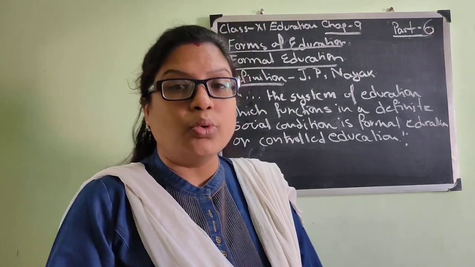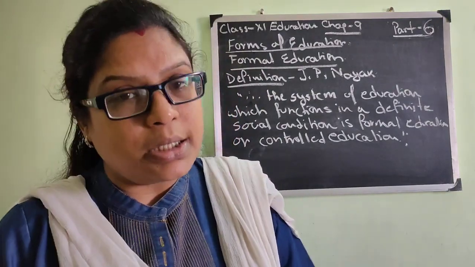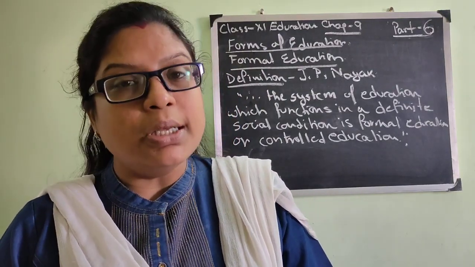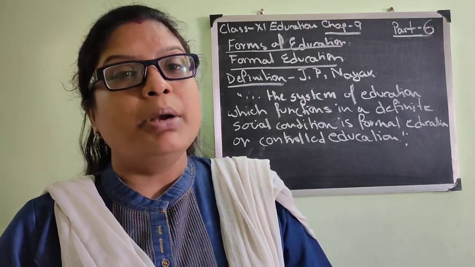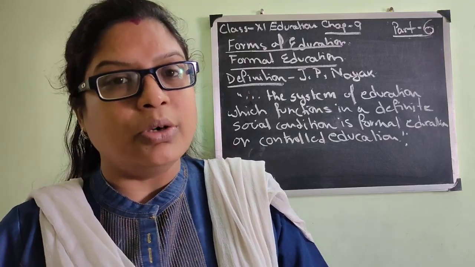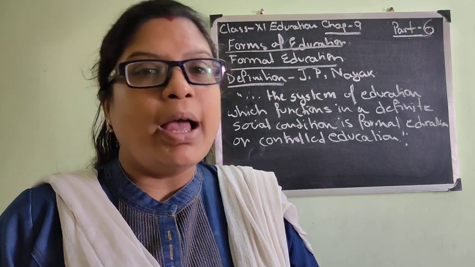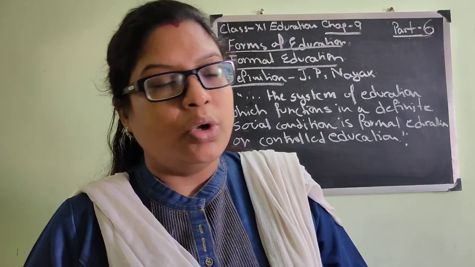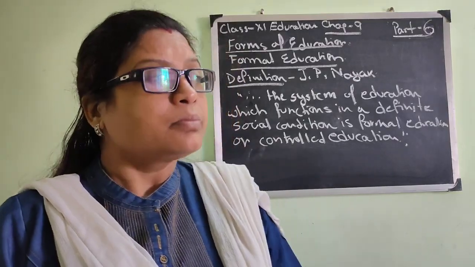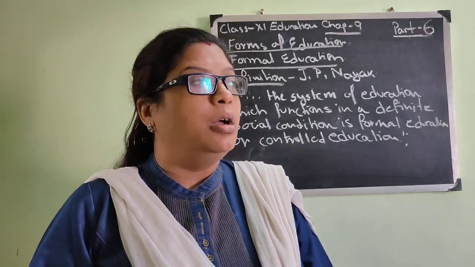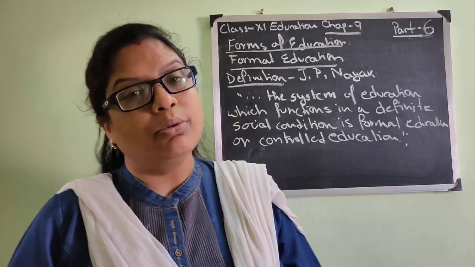And the fourth factor is the school or the institute. I should not say school. School is a type of formal institute, but school is not the only institute. It can be college, it can be university, it can be anywhere where a formal education is going on, where these four factors, child, teacher, curriculum and school, are there.